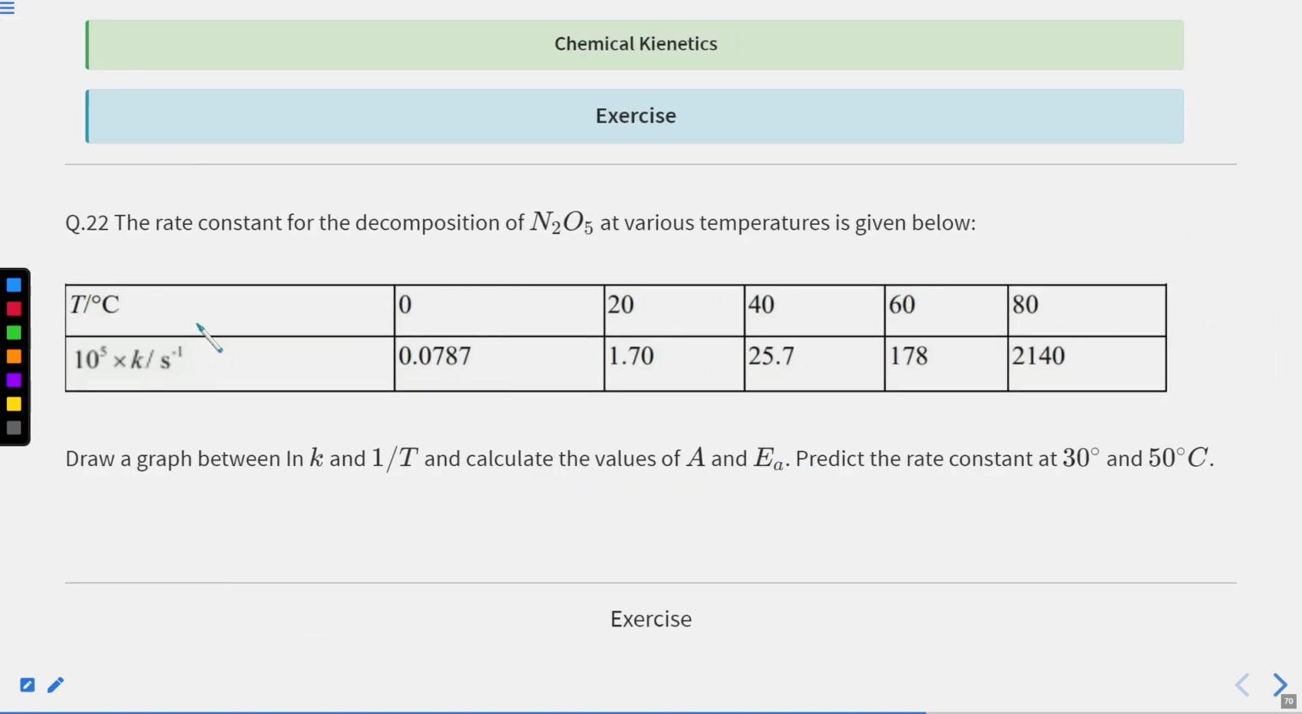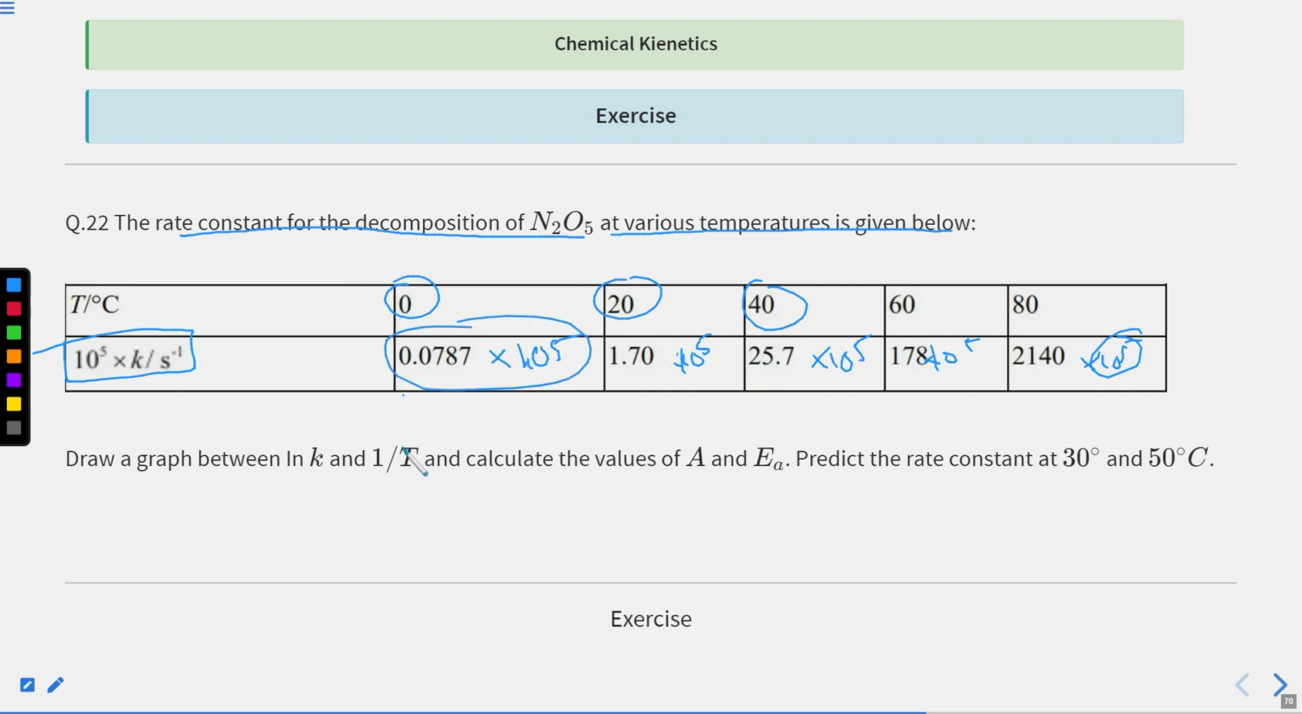Clear? Next question. The rate constant for the decomposition of N2O5 at different temperatures is given below. So we have different temperatures, and for each temperature we have a different K value. Now note this unit: it is in terms of 10 to the power 5. So the actual value of K is this much into 10 to the power 5. So this is the actual value of K.